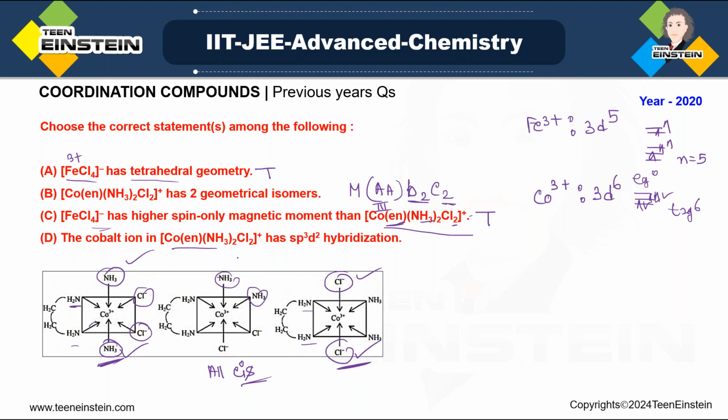What about the last statement? Co sp3d2 hybridization, it is saying. Now if we place all these paired electrons, we are still left with two d orbitals. This is 3d, this is 4s, this is 4p. So you can have d2sp3 hybridization. So this is not correct. It is not sp3d2, it is d2sp3, right? So the first one is correct. C is also correct. A, C, these two will be correct options, not B and D.